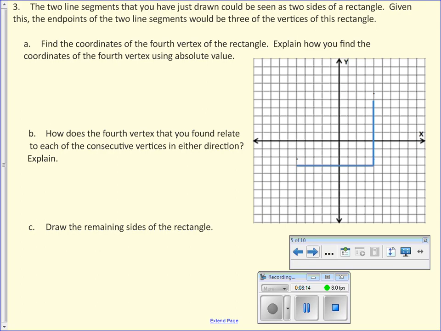So here we have our picture. The two line segments that you have just drawn could be seen as two sides of a rectangle. Given this, the endpoints of the two line segments would be 3 of the vertices of this rectangle. Does anybody have a question on what I just read? Yes, awesome question. What does vertices mean? It's a fancy word for corner. So if you want to write that in your notes, a vertice is where two endpoints meet. So this is a vertice for those two line segments. This is the vertice for the other line segment.